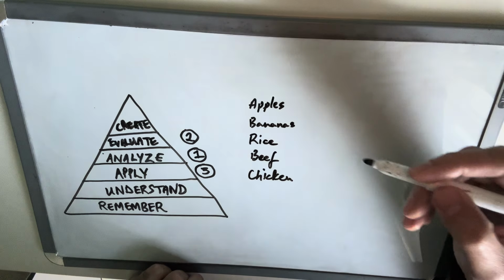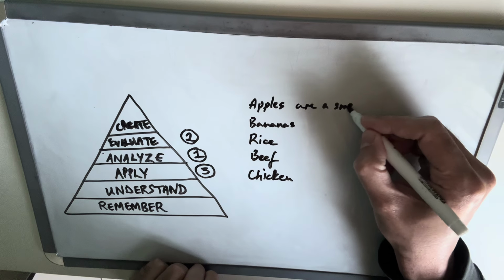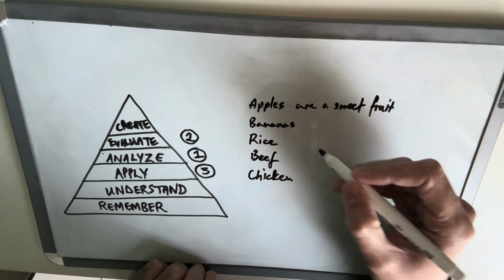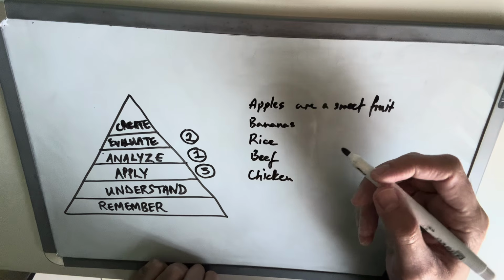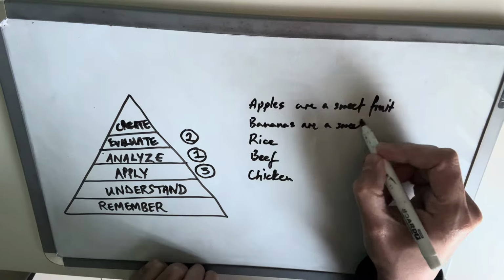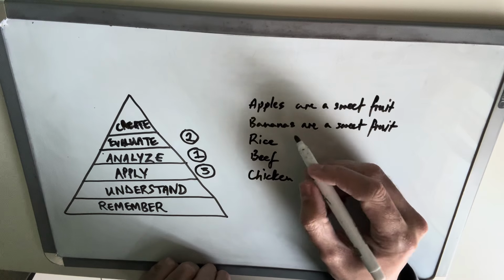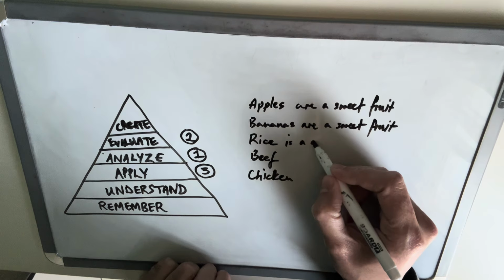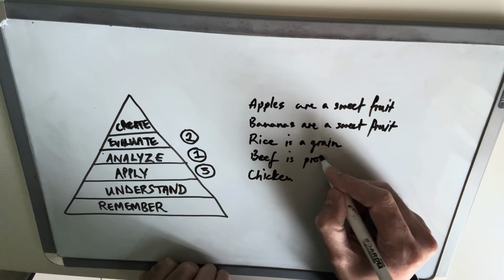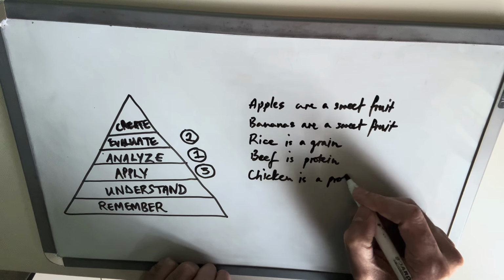So like if you would look up in the dictionary that apples are a sweet fruit, then you would do the same thing for banana, and you would find that banana also is sweet fruit. So you would say bananas are a fruit or a sweet fruit. And then you would write these out like you would do your notes. And then you would continue. So rice is a grain. Beef is protein. And chicken is a protein.